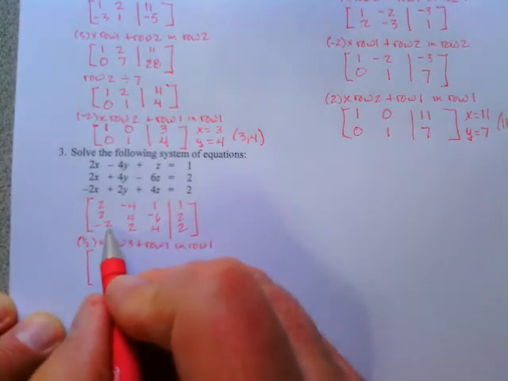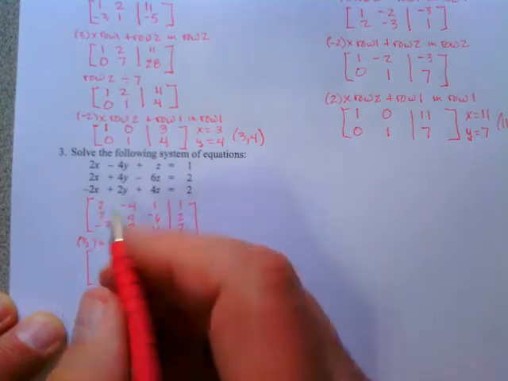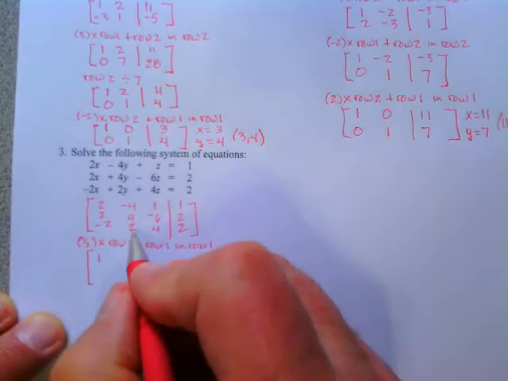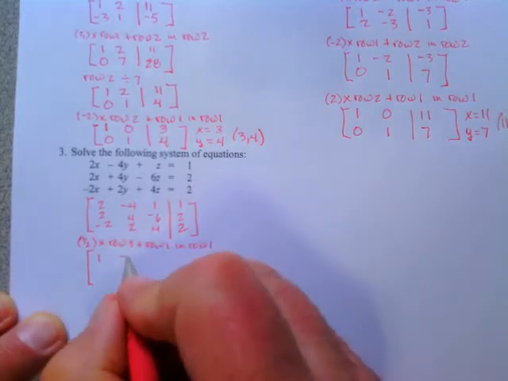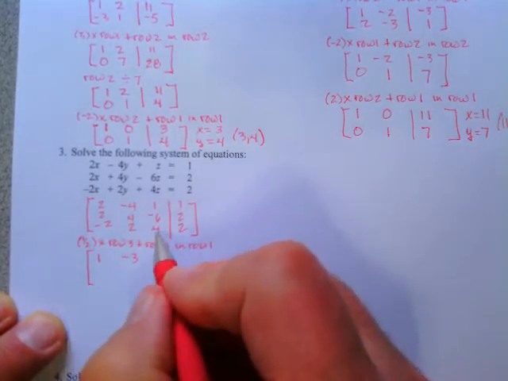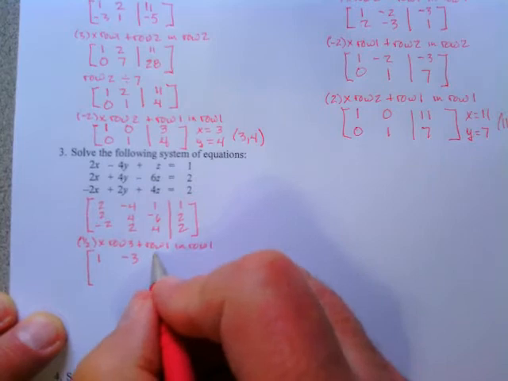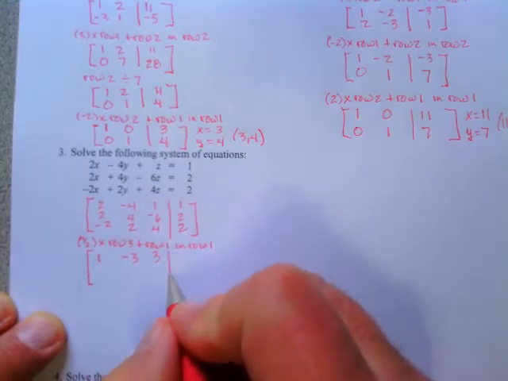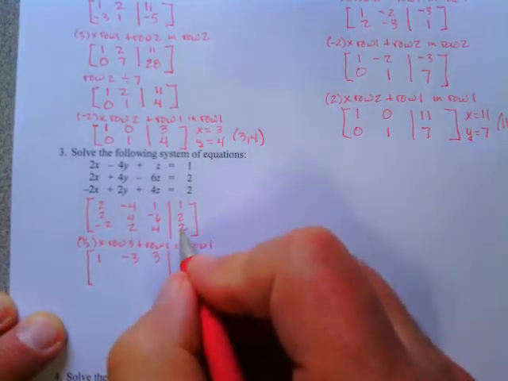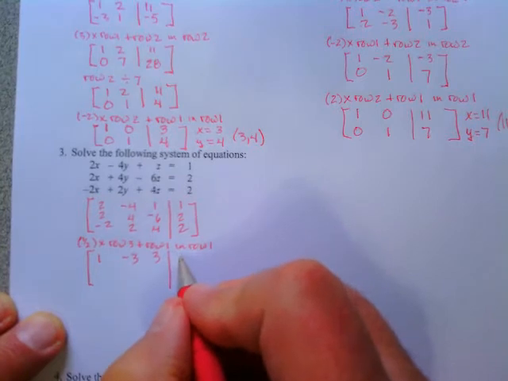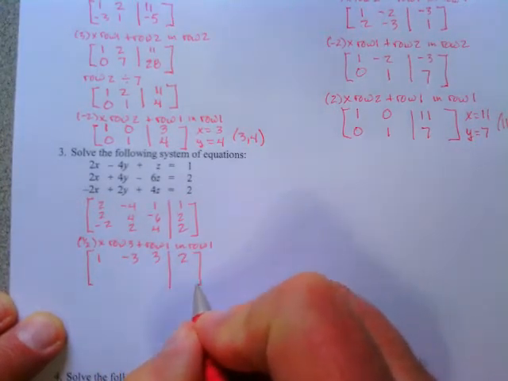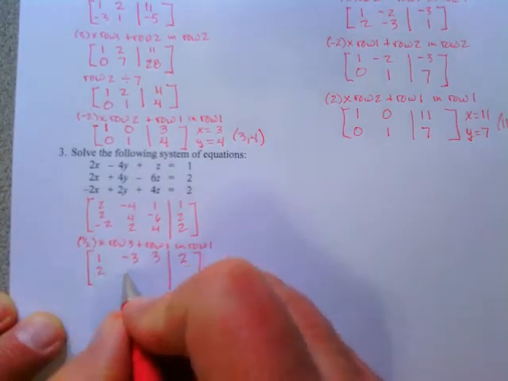So half of negative 2 is negative 1. Negative 1 plus 2 gives me 1. Half of 2 is 1. 1 and a negative 4 gives me a negative 3. Half of 4 is 2. 2 and 1 gives me a 3. Half of 2 is 1. 1 and 1 gives me a 2. And then I did not change the other 2.